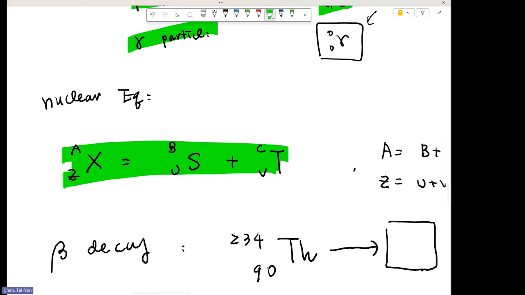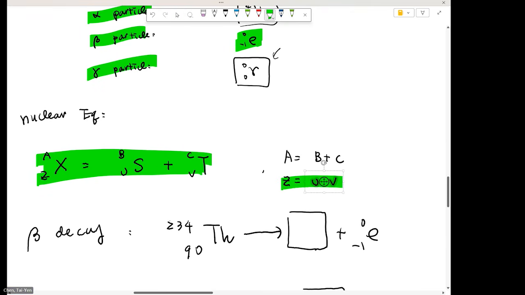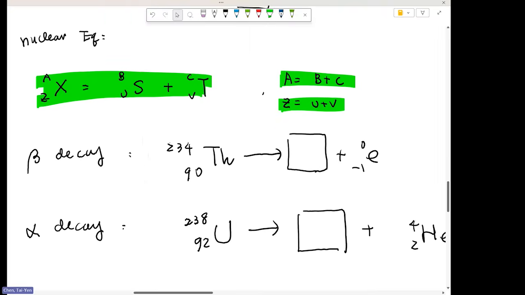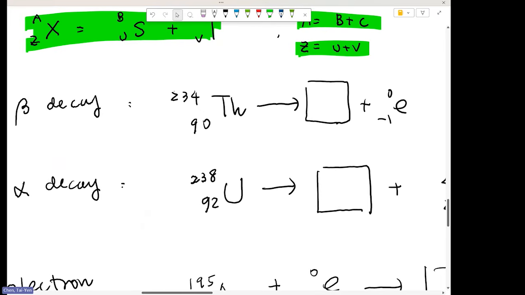The nuclear equation. If you start from your X, defining X and Y, if you look at the proton number, the left and right has to be the same. The mass number has to be the same. I want to give you some examples so that you can have a better idea what you should write. This part I feel like many people don't get yet, but you need to.